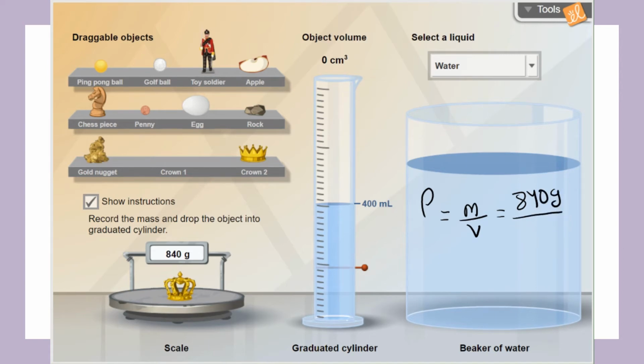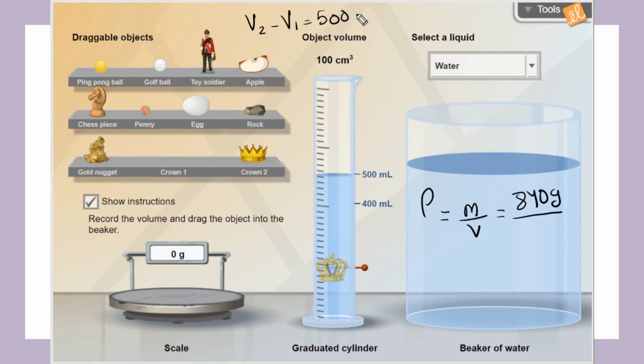Now, how can I find its volume? I have initially water, its initial level in this graduated cylinder is 400 milliliters. Now, when I introduce this crown, it jumps to 500 milliliters. So what is the volume of the crown? If it was 400, then the level became 500. Then the volume of this solid, the crown, you guys remember, it is V2 minus V1. So it is 500 milliliters minus 400 milliliters, and that is equal to 100 milliliters. This is the volume of the crown.